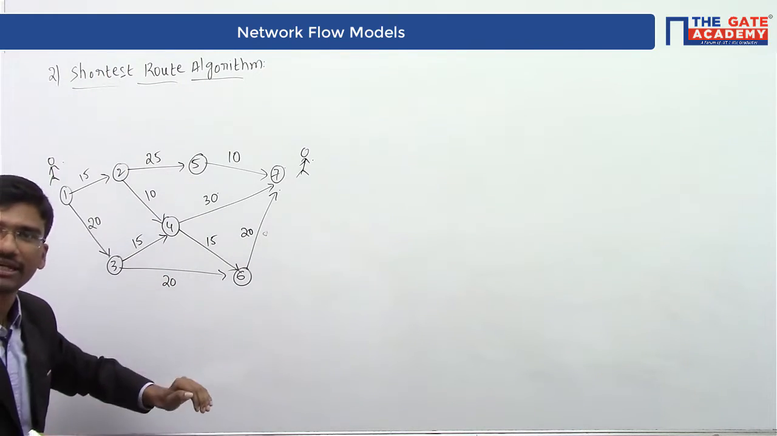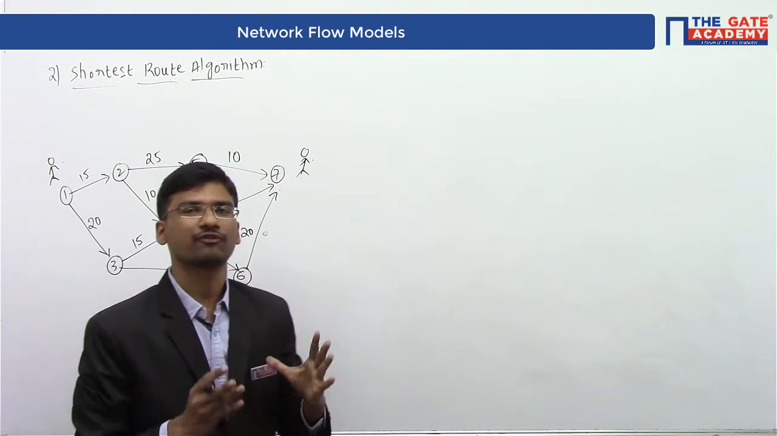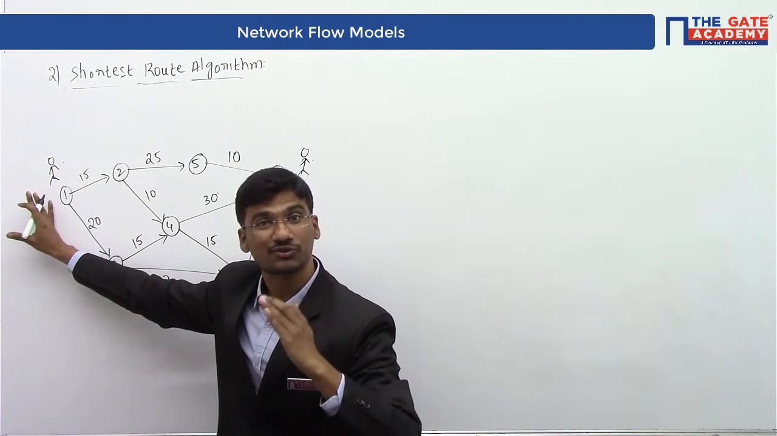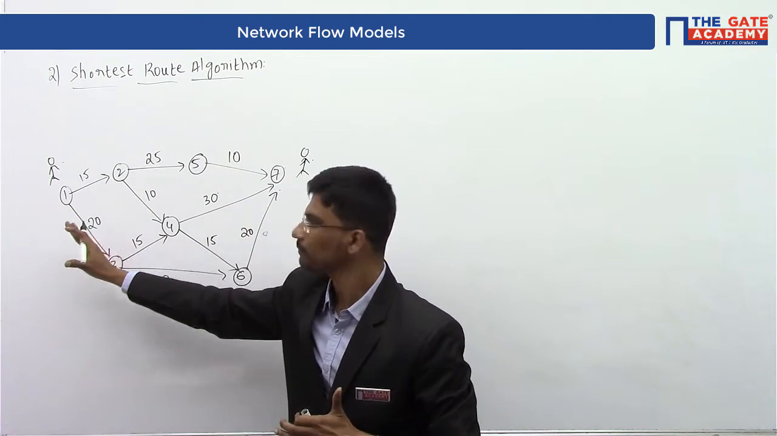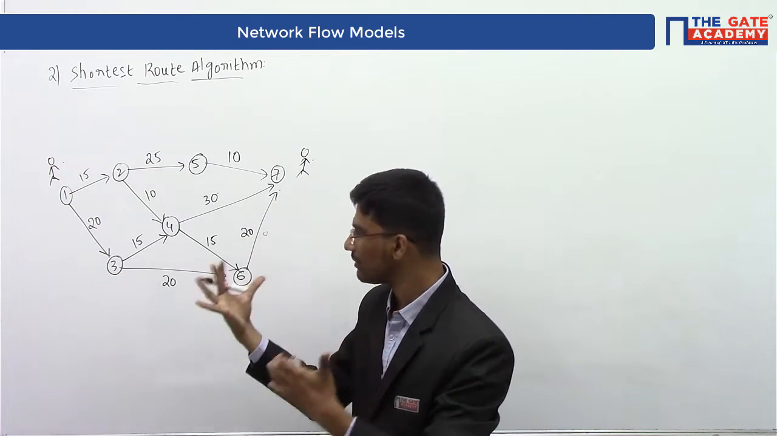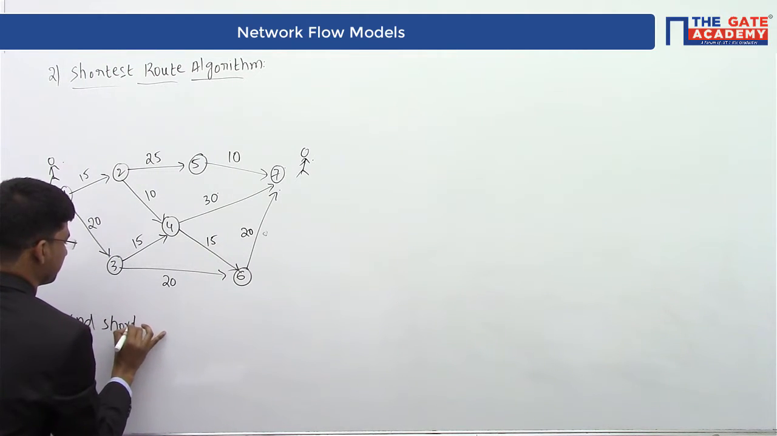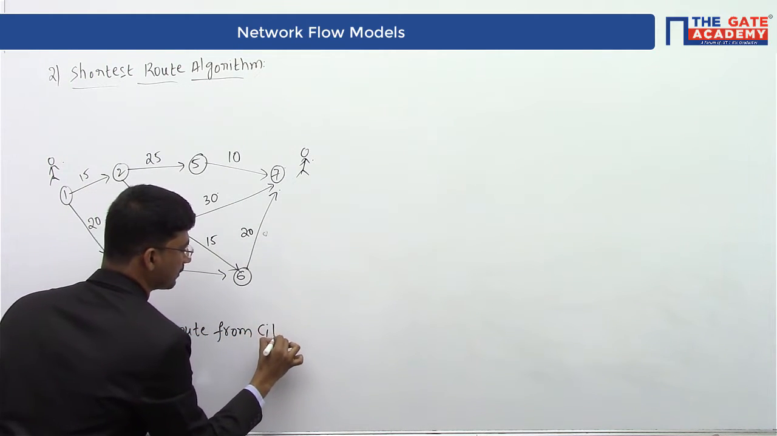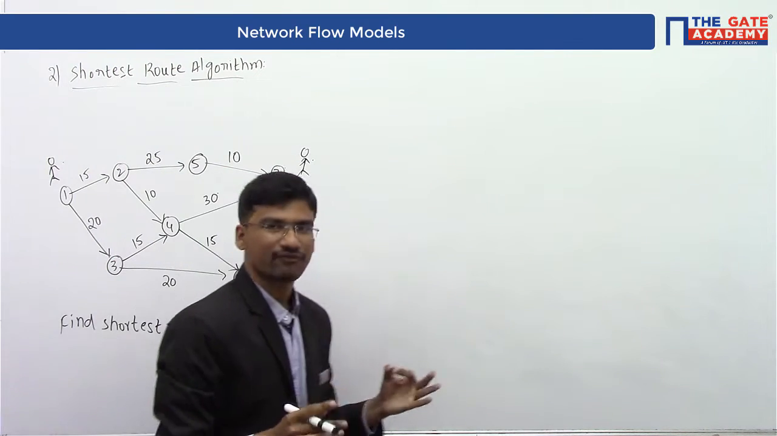So this is our problem now. The name itself indicates it is the shortest route algorithm, right? Now what we have to find is the shortest route for this fellow who is at city 1 and has to reach city 7. What could be the shortest route for this fellow standing here at city 1, who wants to travel to city 7? So this is our problem: find the shortest route from city 1 to 7.